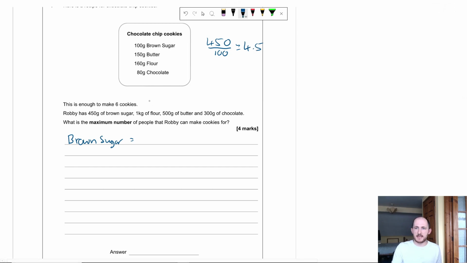Now, this makes chocolate chip cookies for 6 people, 6 cookies. So all I'm going to do is 6 times 4.5. First of all, I'm going to make this 9 over 2. What that will give me is the multiplier, how many cookies I can make. So we're going to do 6 times 9 over 2. 6 times 9 is 54, so that's 54 over 2. So in other words, this will give me enough for 27 cookies or people.